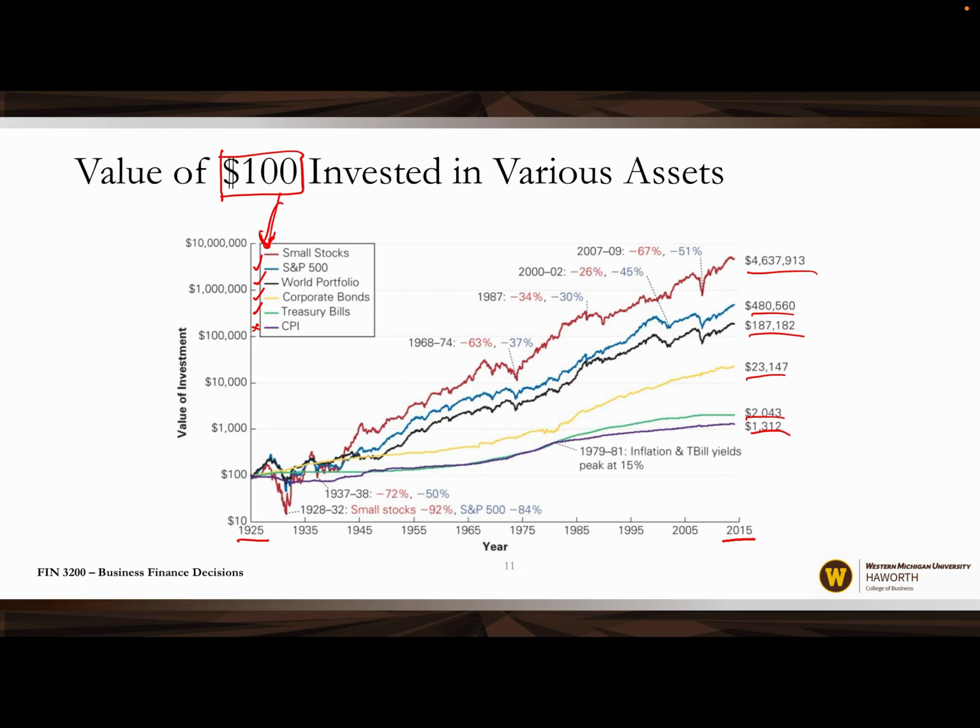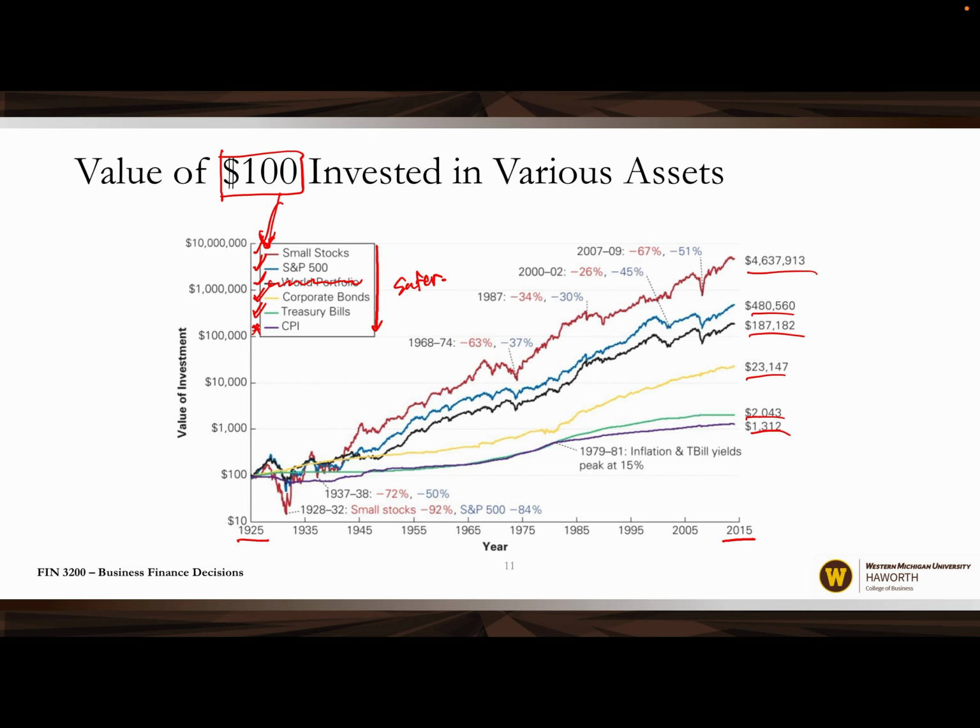Okay, so this little graph tells you a lot. And as you can see, as we go down the column here, the things are becoming safer, right? Smaller stocks are most risky. Larger U.S. stocks are less risky. World portfolio is a little bit tricky. We'll ignore that for now. Okay, but corporate bonds are safer, and then government bonds are the safest, and CPI will ignore too.